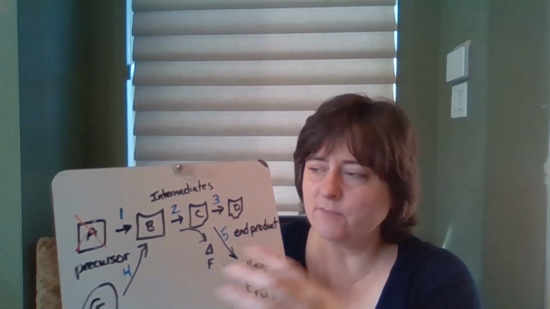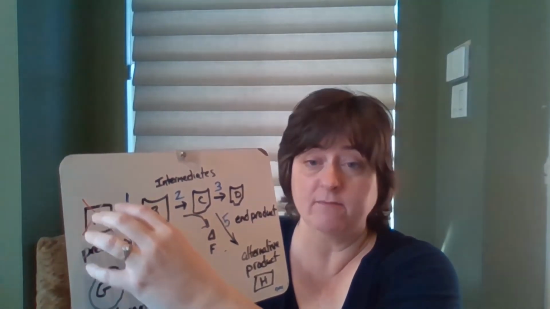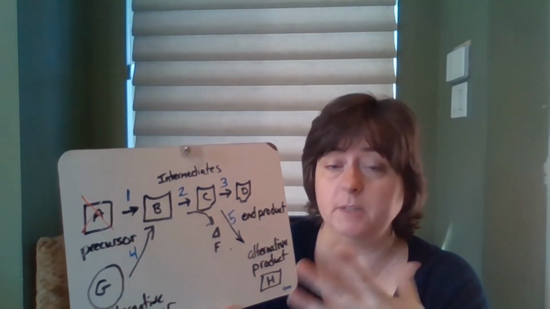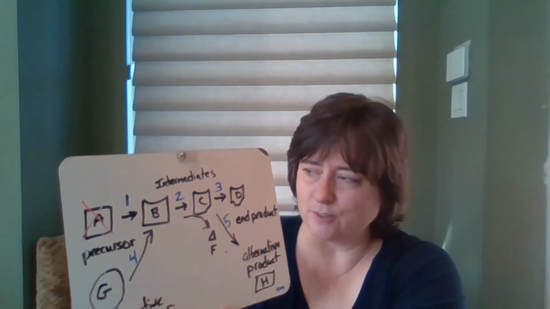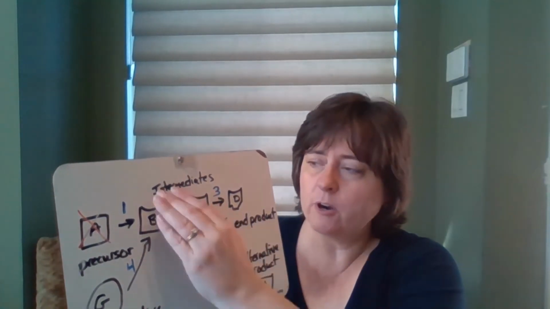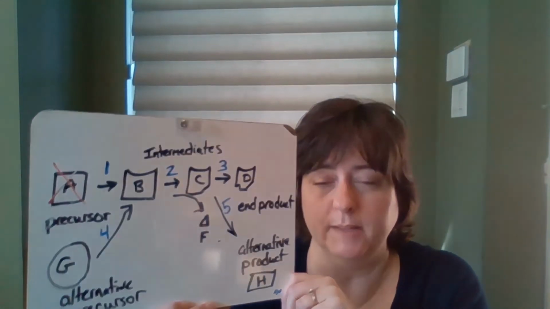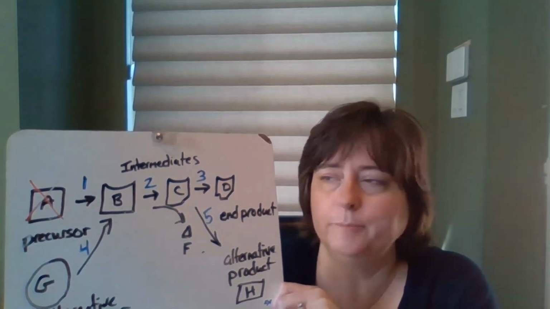The problem with that is it's very hard to take away a whole nutrient that's found in the environment. How can we remove all glucose from the environment or something? It's very difficult. And plus we have this alternative precursor going on. So it's very hard to remove a precursor from this pathway. So that typically doesn't work.